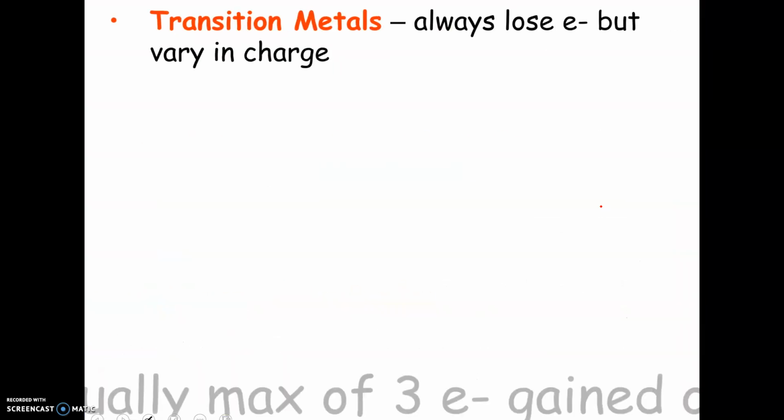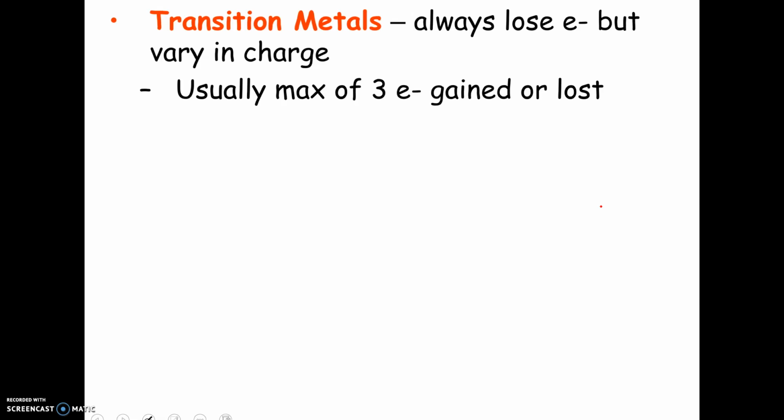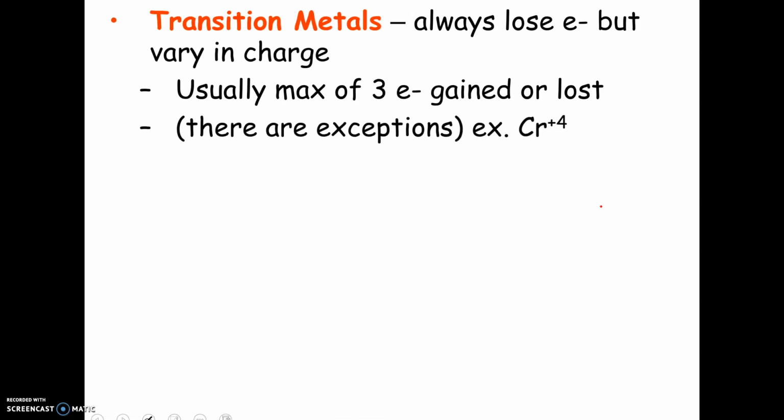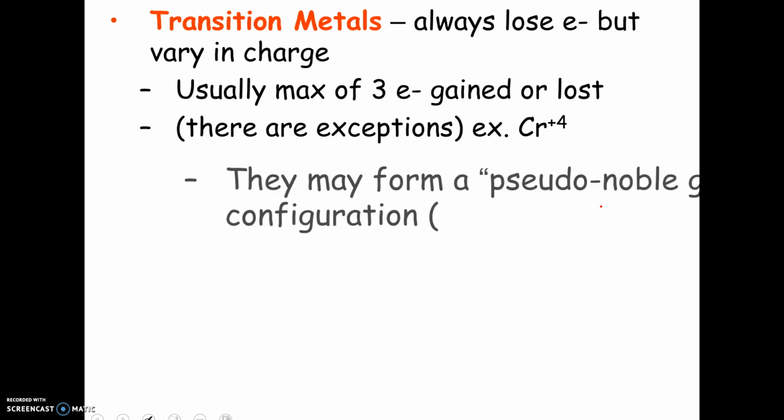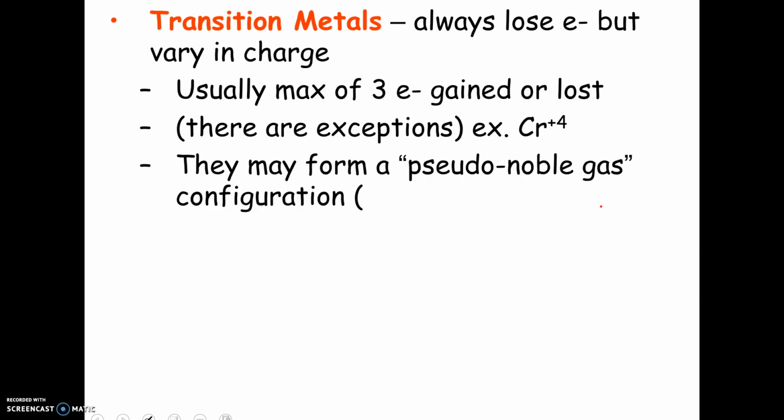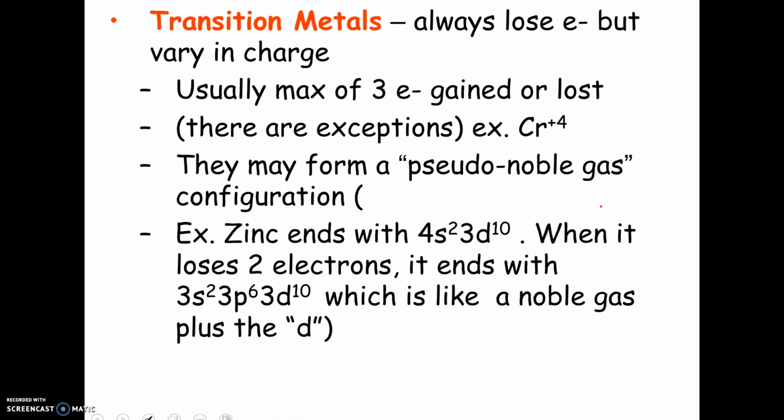All right, now transition metals. They are metals, but they are not always going to get the same charge. So unlike the previous ones where it always forms a +1 or it always forms a -2, that's not going to be the case for transition metals or D block elements. And what will happen with them is they will get what's called a pseudo noble gas configuration.